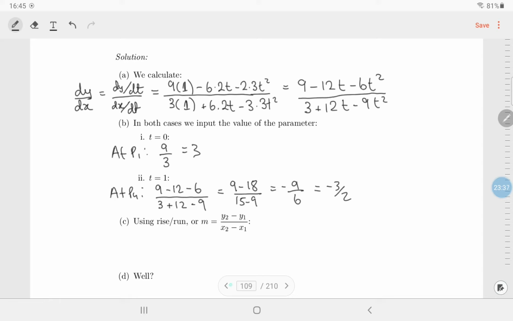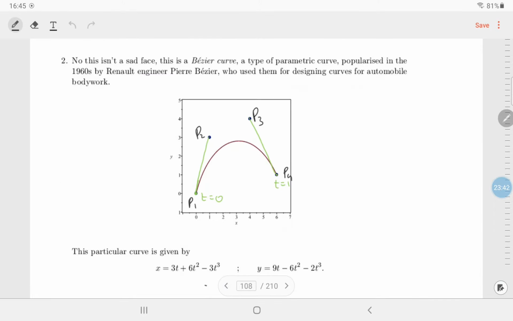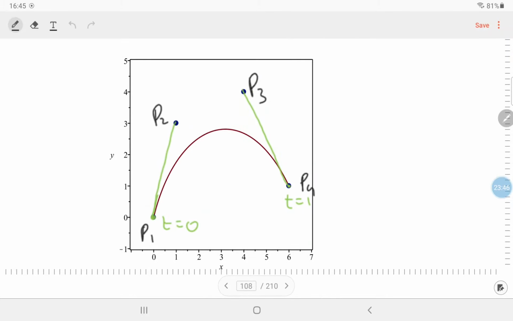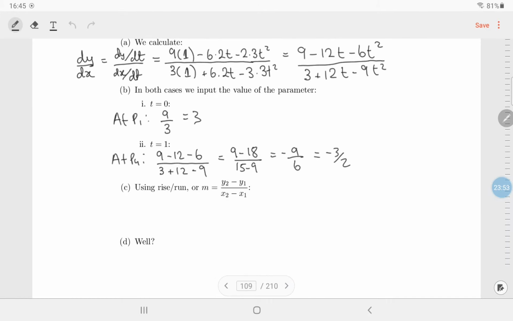And probably a good thing to note: one is positive, one is negative. As you can see there, the first tangent is positive, the second one is negative. And although it doesn't look like it, the first one is steeper because it's 3 versus 3 over 2.